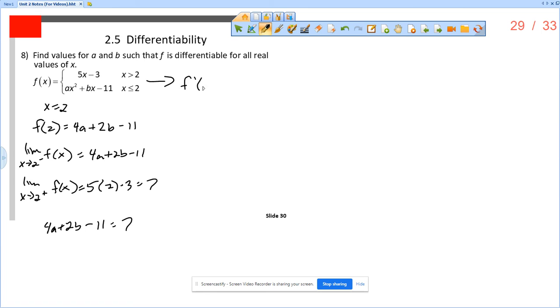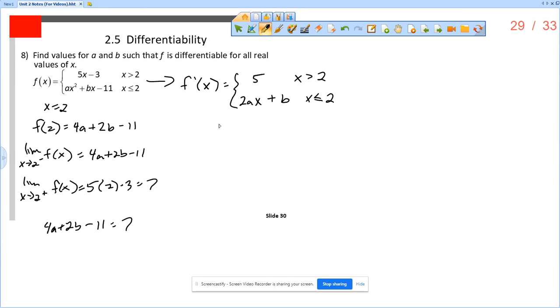So now we want to evaluate the derivative. What is the derivative of 5x minus 3? That's just 5, so that's good when x is greater than 2. What's the derivative of ax squared plus bx minus 11? Well, remember, a is a constant, so this is going to become 2ax plus the derivative of bx, which is just b, minus the derivative of 11, which is 0. So that's going to be good when x is less than or equal to 2. Why less than or equal to 2? Because we're told that this thing is differentiable, so we know that it's going to be defined at 2.